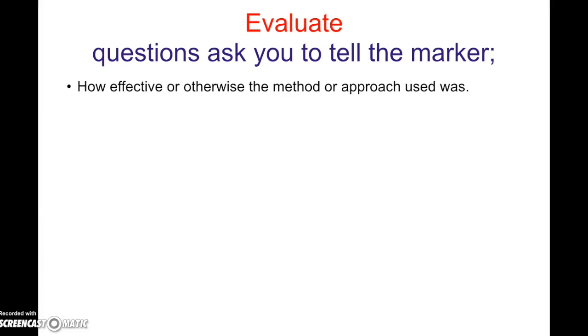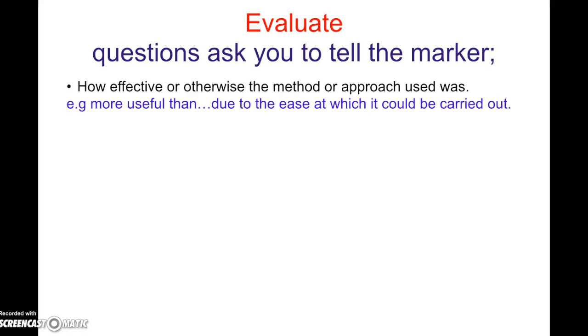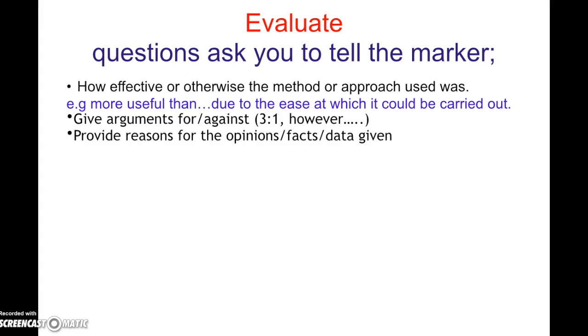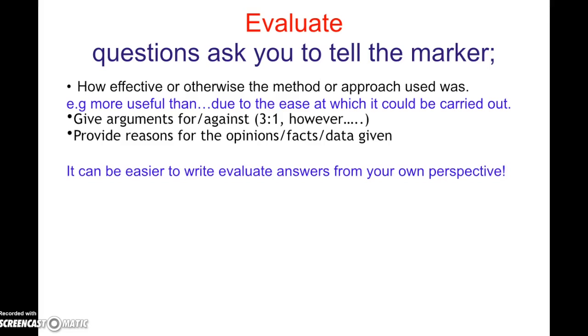A value or judgment has to be made when evaluating something. You need to clearly state how useful, appropriate, or effective your methods or approaches were. You need to explain the strengths and weaknesses of the method of data collection or approach. It can help when writing evaluate answers if you write them from your own perspective. So try to write about methods or approaches that you've actually had experience using. You're then in the best position to evaluate whether they were effective for you.